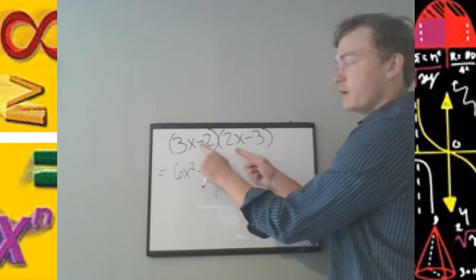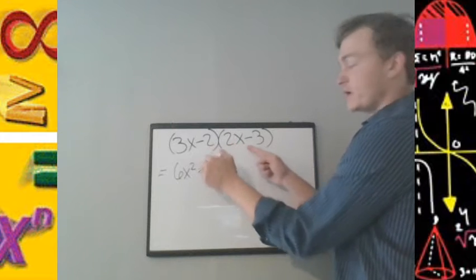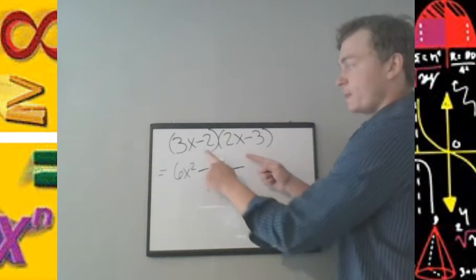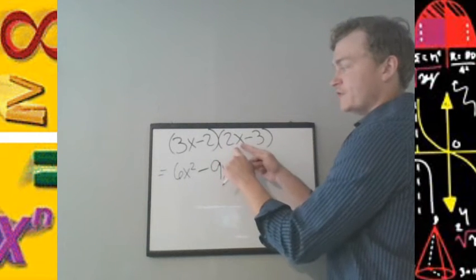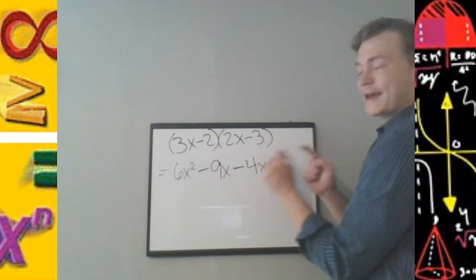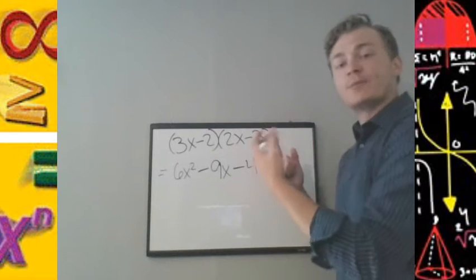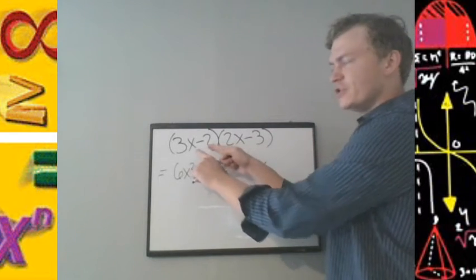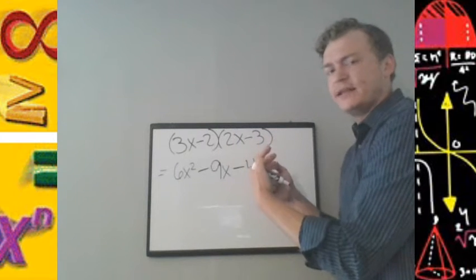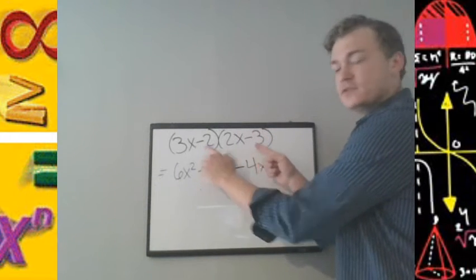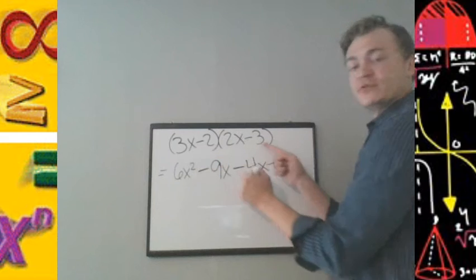Product of the inside here, minus 2 times positive 2x, gives us a negative value. 2 times 2 is 4. This factor of x here makes this a negative 4x. Last product, negative 2 times negative 3, and we're multiplying, not adding or subtracting any of this. Multiplying negatives makes this positive. 2 times 3 is 6.